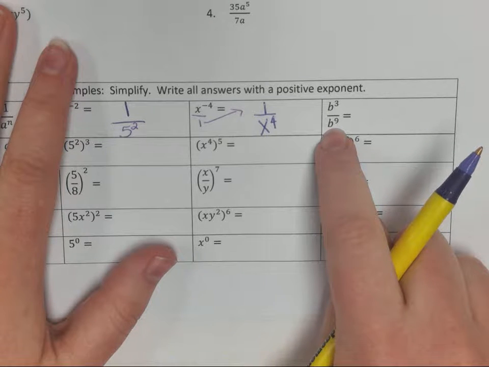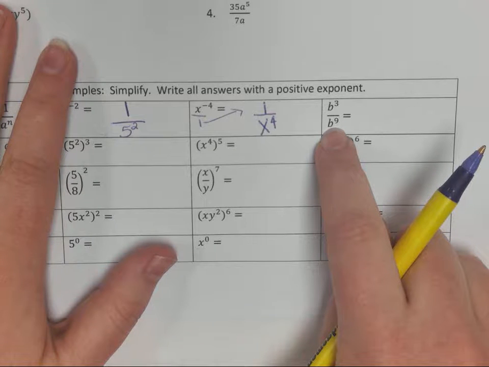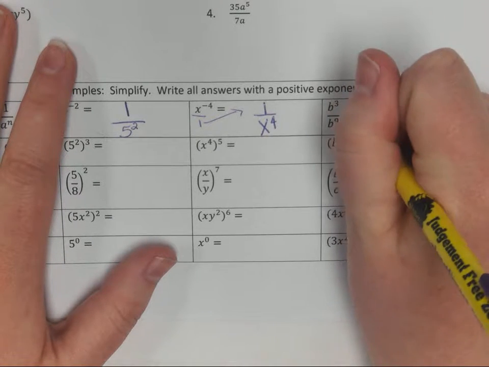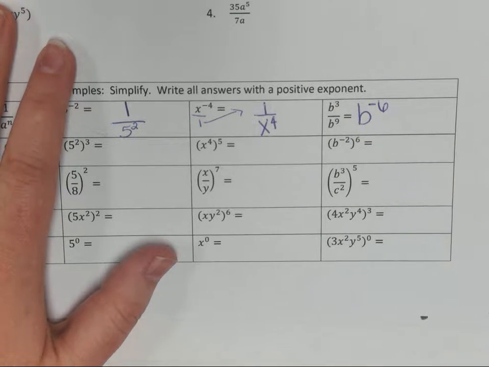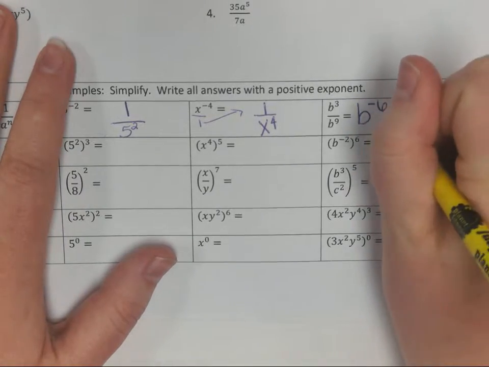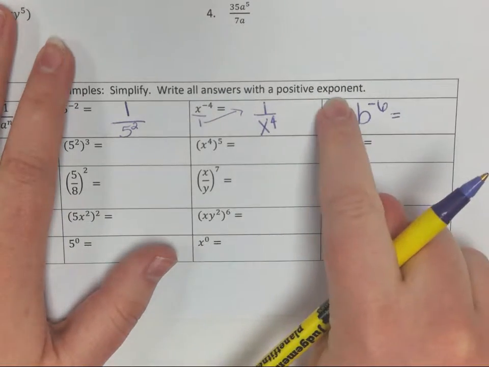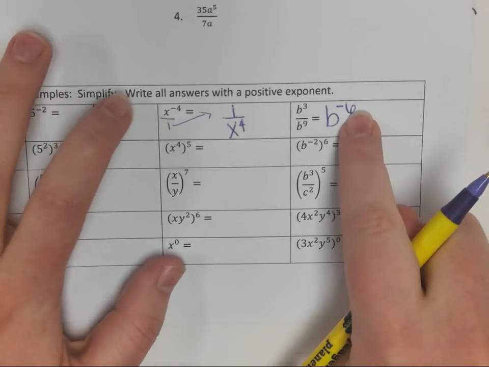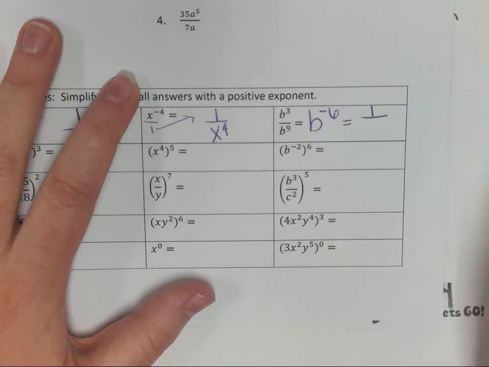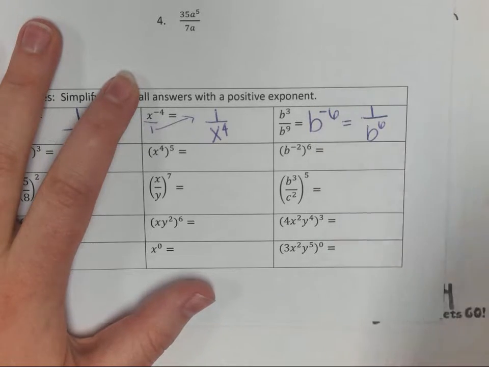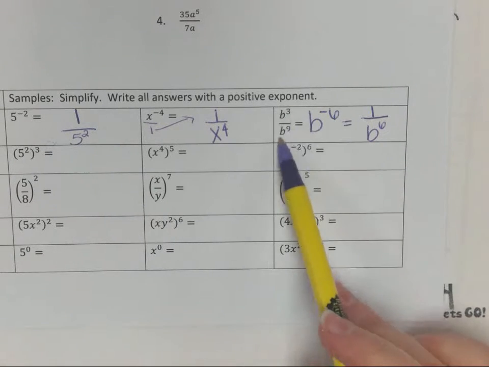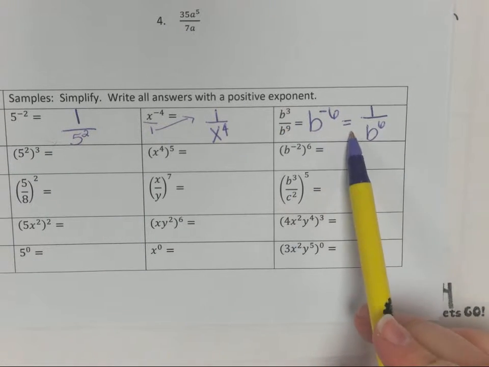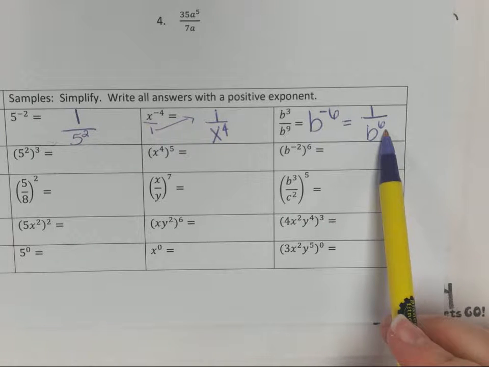What's our first step here? If we have b cubed divided by b to the 9th, we're using our division rule from yesterday. What do we do with our exponents? Subtract. That gives us b to the negative 6, because it's the top exponent minus the bottom exponent. Then we want to rewrite this with a positive exponent. Write all answers with a positive exponent. So b to the negative 6 can be rewritten as 1 over b to the positive 6. We had 2 steps here. First we divide by subtracting our exponents, and then we rewrite it with a positive exponent by making a fraction.